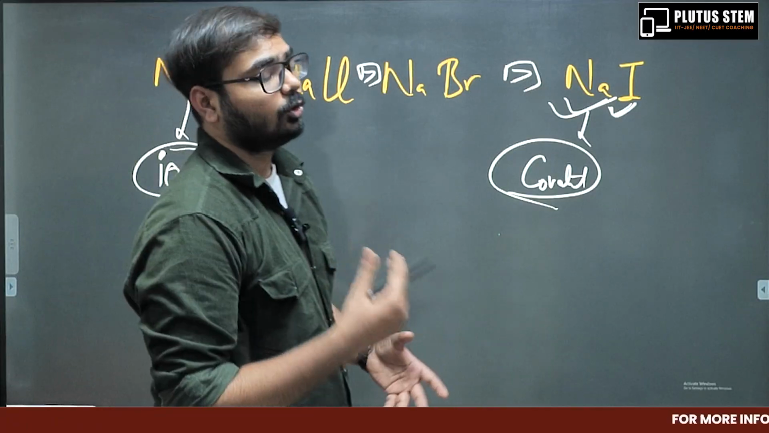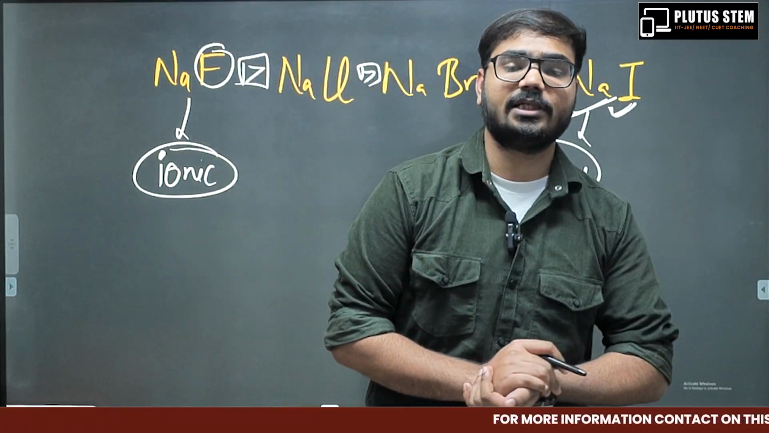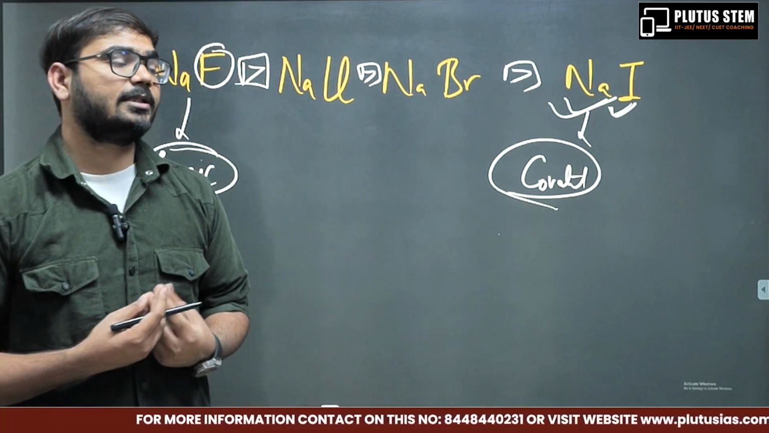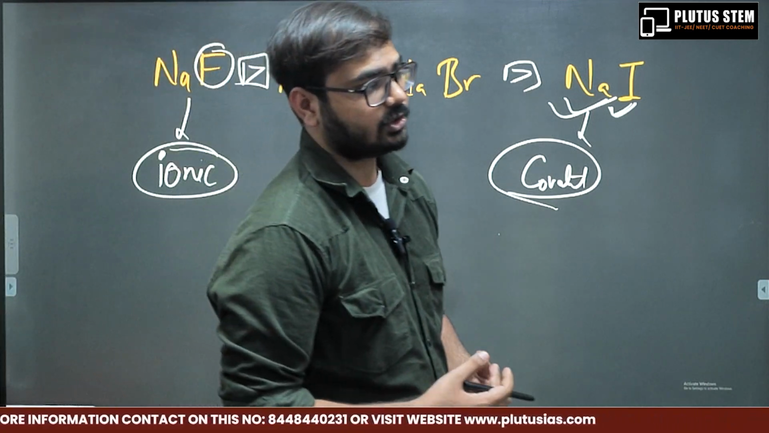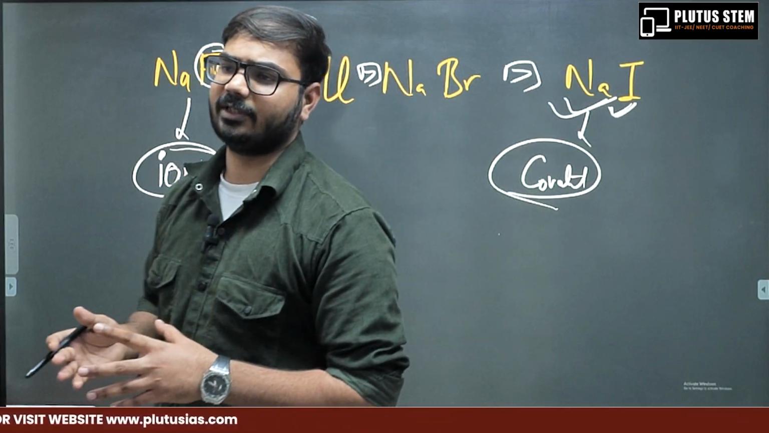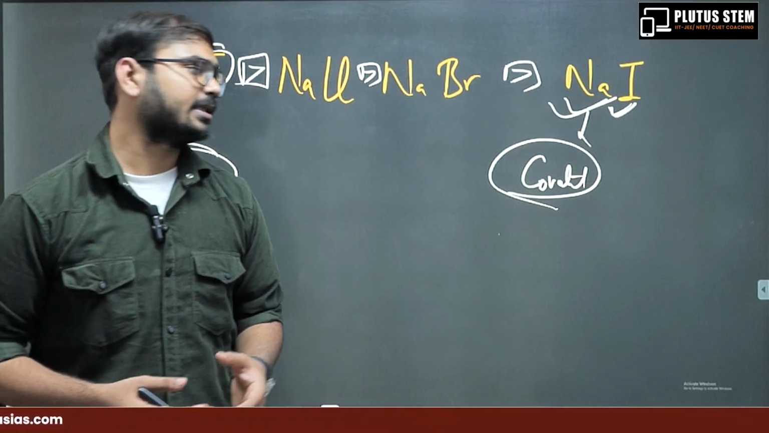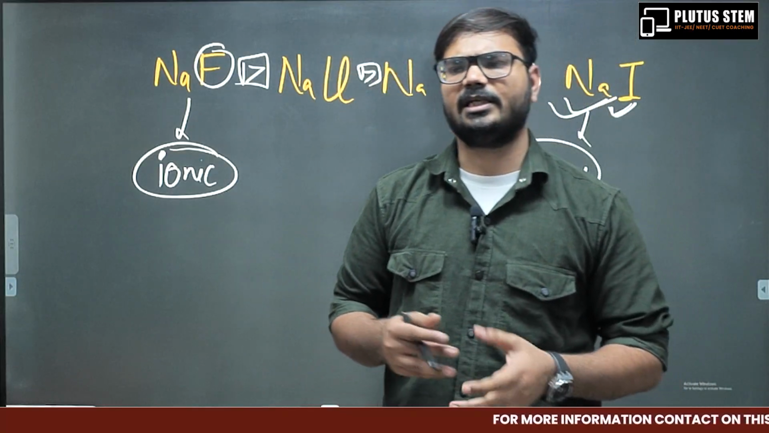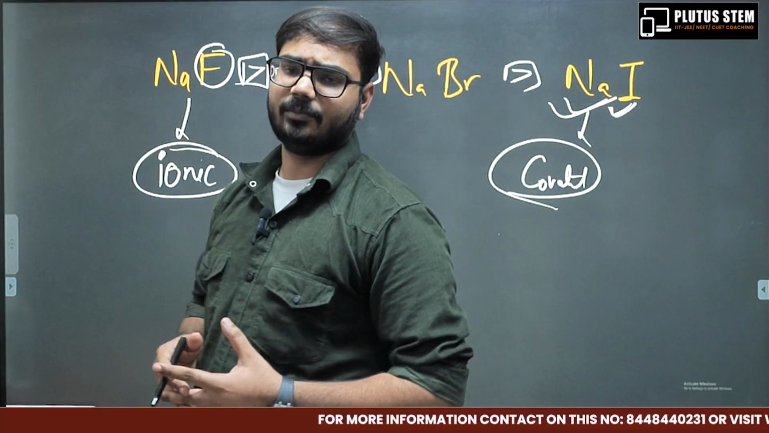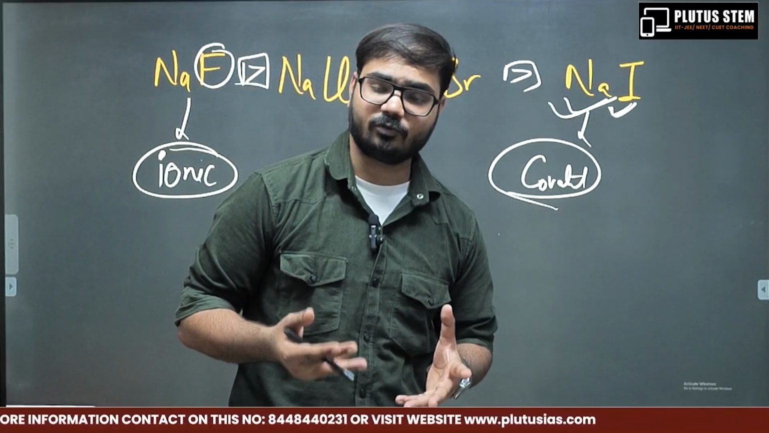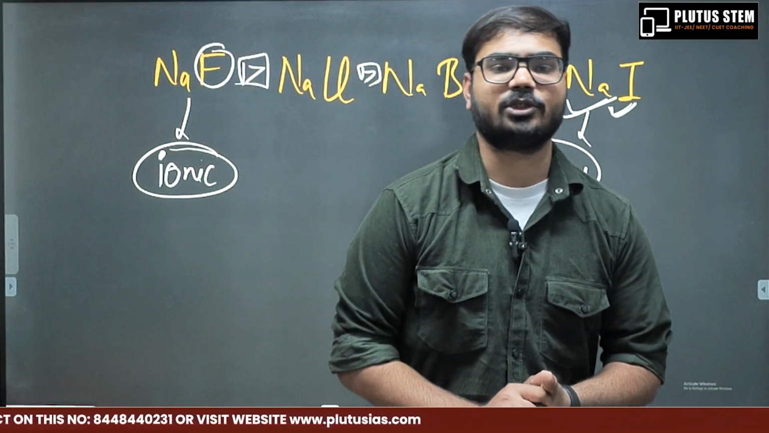So I hope now you have understood how Fajan's rule is used to predict various trends regarding solubility of ionic solids when you switch to different types of halide ions, when you switch to different types of metal ions, and how it can be used to explain various properties of substances regarding their high boiling point, melting point, and other such properties. So we would like to end this lecture here.